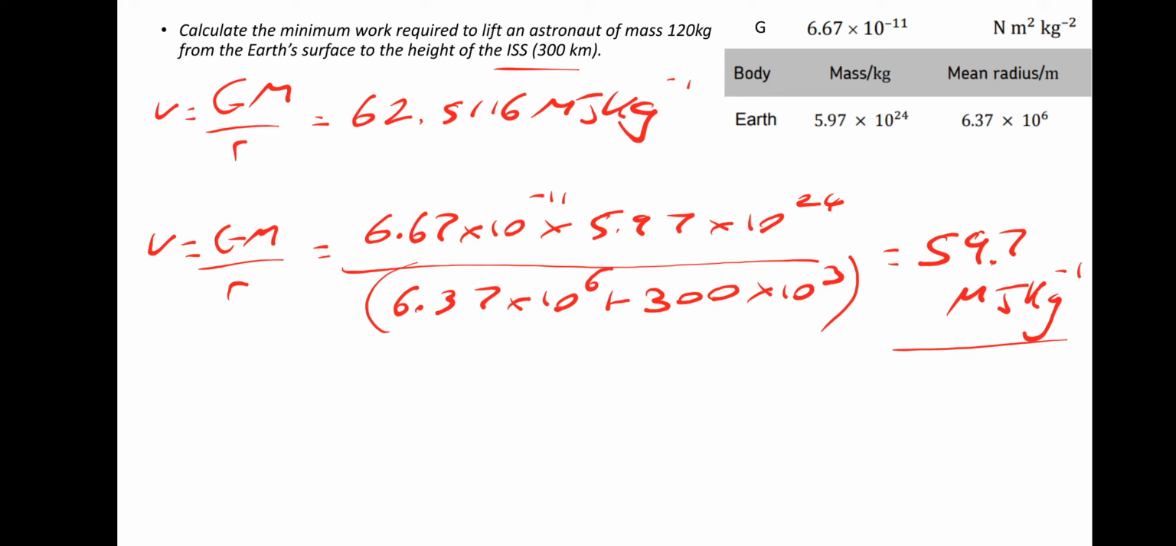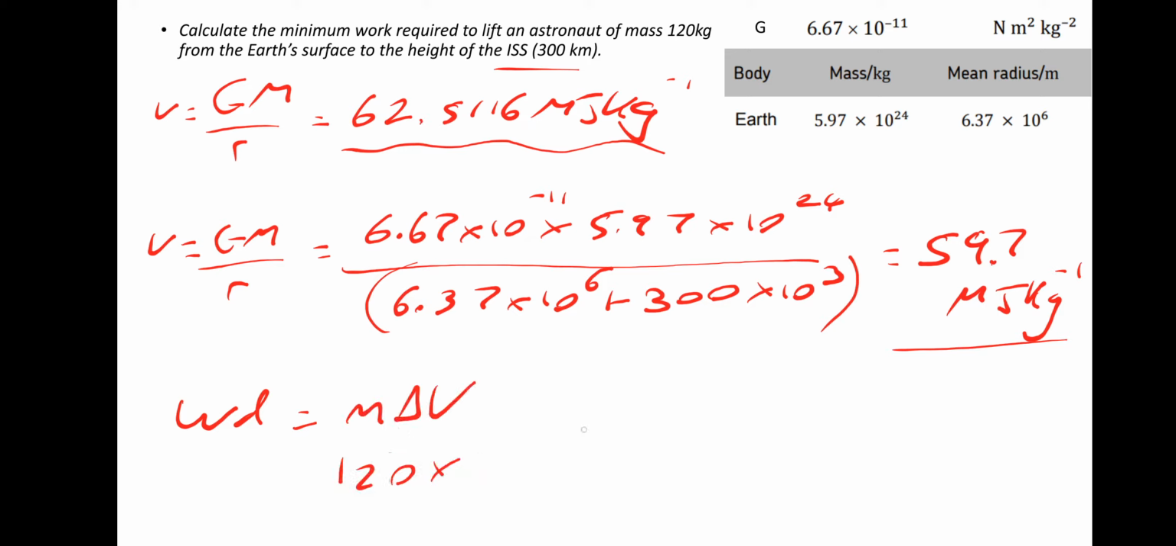Now we've got both the values, we can calculate the work done. So the work done is mass times change in potential. So the mass is 120 kilos multiplied by, we need to do 62.5116, subtract 59.7, times 10 to the 6.